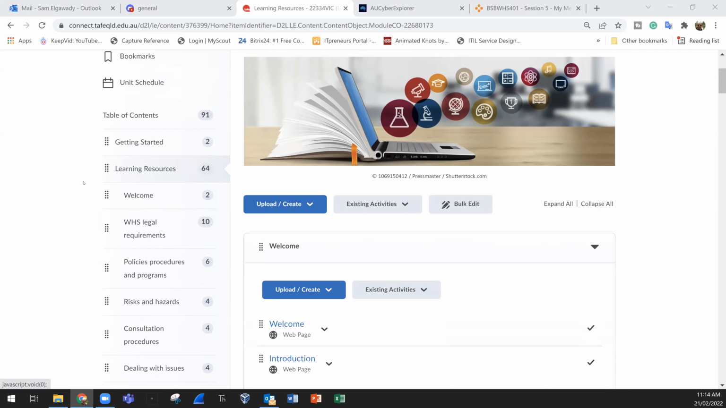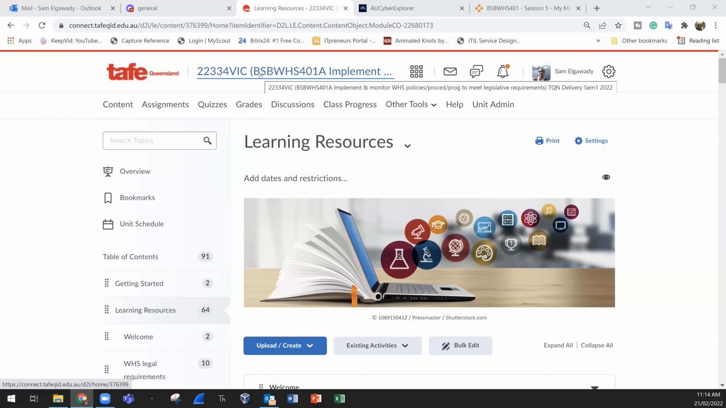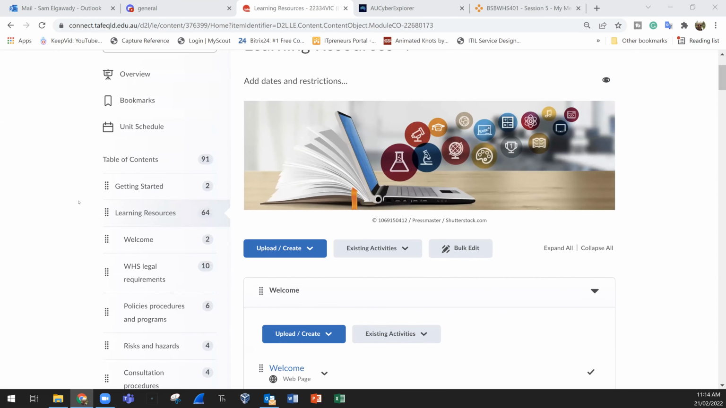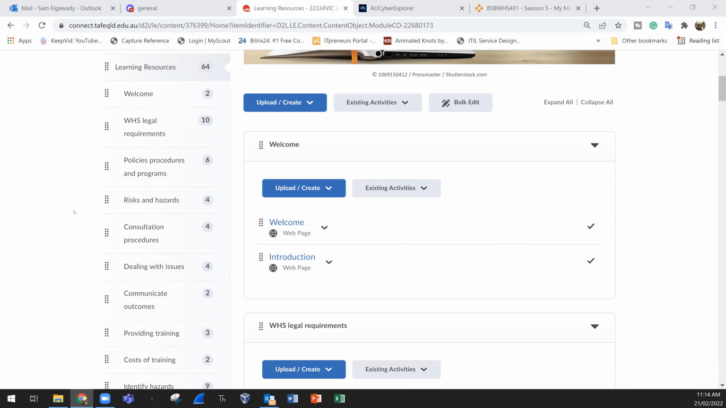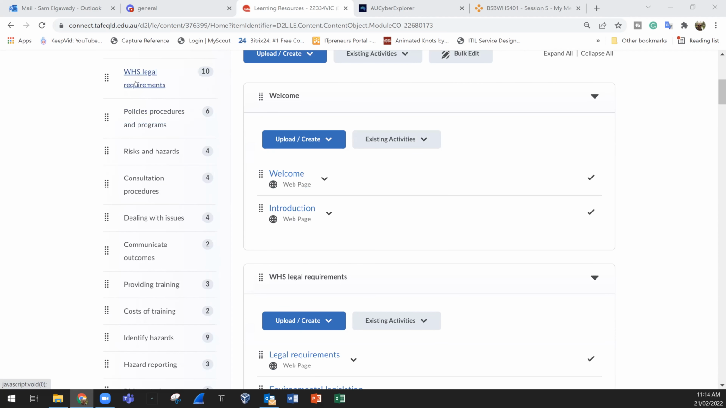And if you go to, of course, we are in BSP WHS 401, and this is the unit. We covered a few topics in the previous session or sessions. So we covered the introduction, then legal requirements for the work health and safety, policies, procedures, and programs. We also covered different risks and hazards. Then we were discussing consultation procedures.